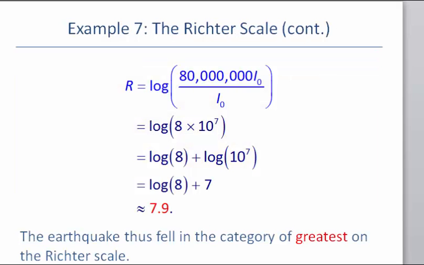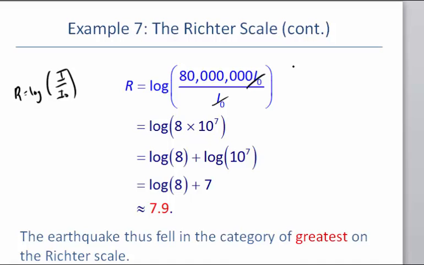All right, so we have our formula, which said R is equal to log of I over I sub 0. Here's the I that we had on the other screen, and we're going to have the I sub 0 on the bottom from the formula. So look at what happens here. These I sub 0s cancel out, and the 80 million they've written as scientific notation: 8 times 10 to the 7th.